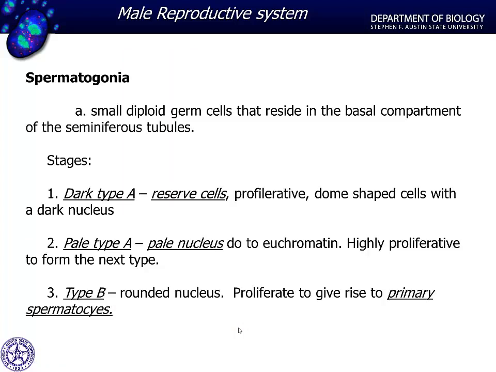So let's look at these different cells and go through these steps. Spermatogonia, these are going to be our regenerative cells in the basal compartment, and they basically are going to move through a couple of different stages. We have these type A's, and these are going to be our reserve cells, the proliferative cells. They are going to move through a dark type to a pale type. This is the next step. Now, we're not going to distinguish these differences, but I want you to understand the process. Then these will develop into a type B, have a more rounded nucleus, and these are going to be the ones that immediately precede a primary spermatocyte.